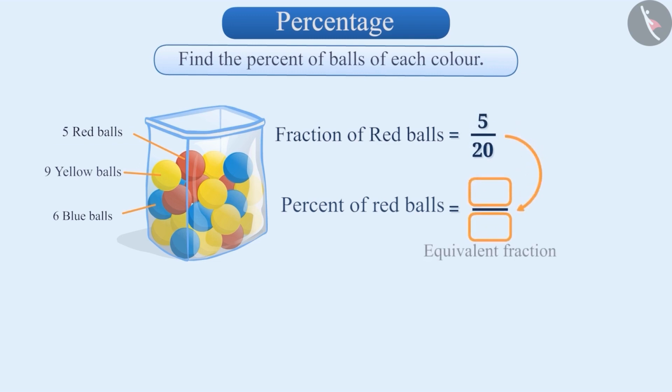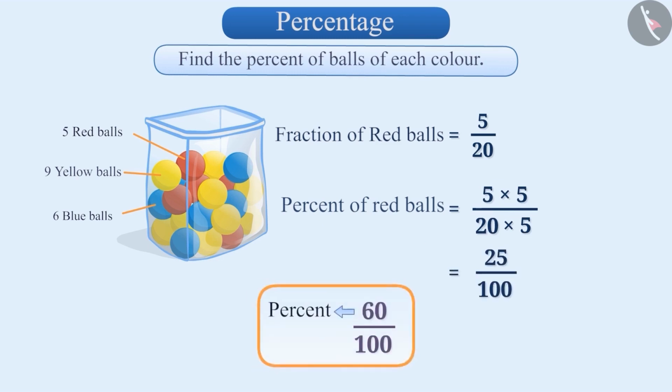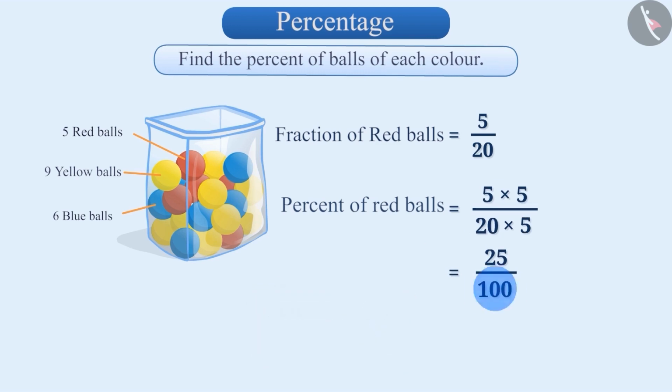For this, we will have to convert 5 by 20 fraction into its equivalent fraction, whose denominator is 100. Think about how we will do this. Let me explain. We will multiply both the numerator and the denominator of 5 by 20 by 5. By doing this, we will get an equivalent fraction of 5 by 20, that is 25 by 100. Percent is the numerator of the fraction whose denominator is 100. In this fraction 25 by 100, the denominator is 100 and the numerator 25, so we will call it 25% and write it like this.